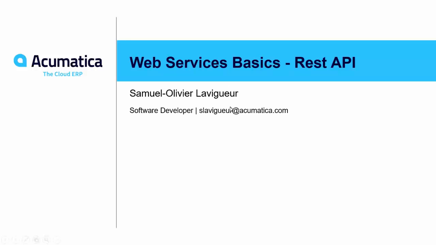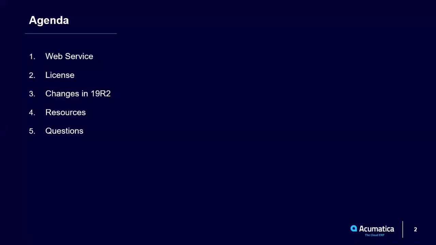On our agenda today, first I'll be talking about the web service. I'll cover it mostly in slides, and then I'll do a small demo. Then I'll cover how the license you have in Acumatica can affect the web service. Then some small changes that are happening to our web service in 19R2. Then I'll give you a couple of resources where you can get more information about our web service, and then I'll be here for a small period of questions. So without further ado, let's start.